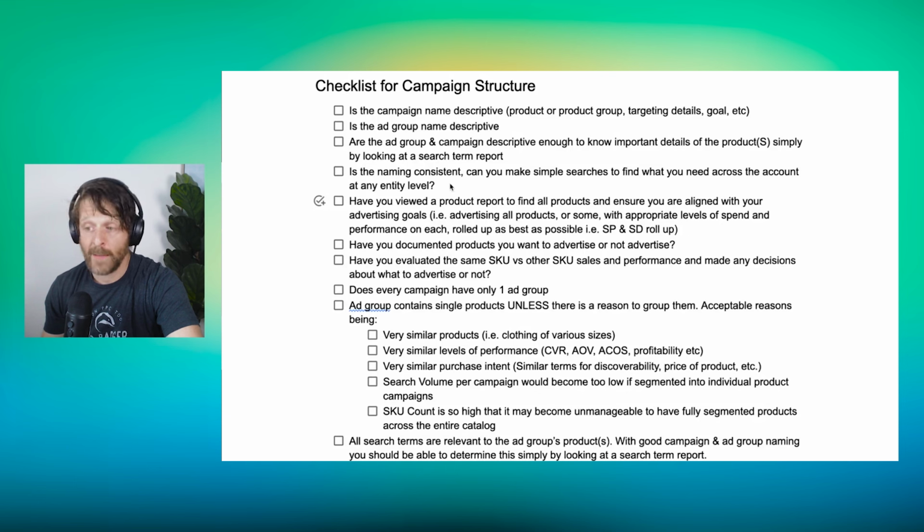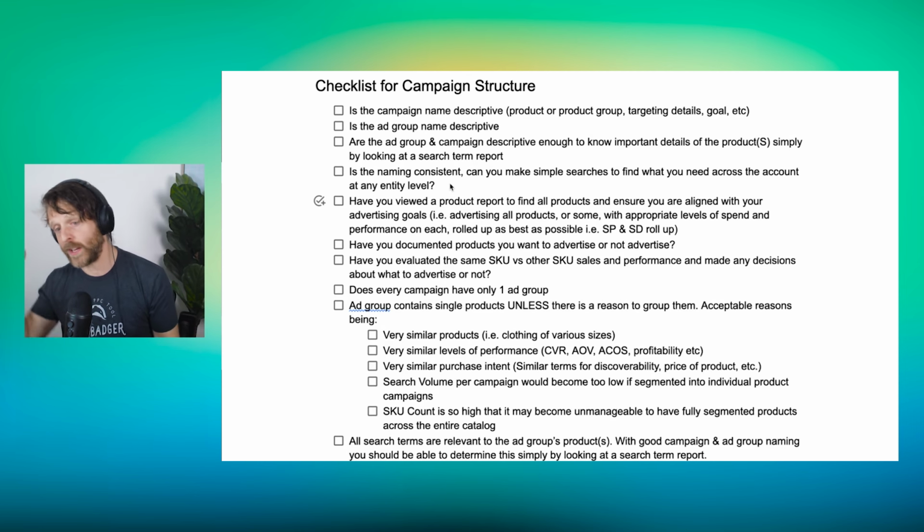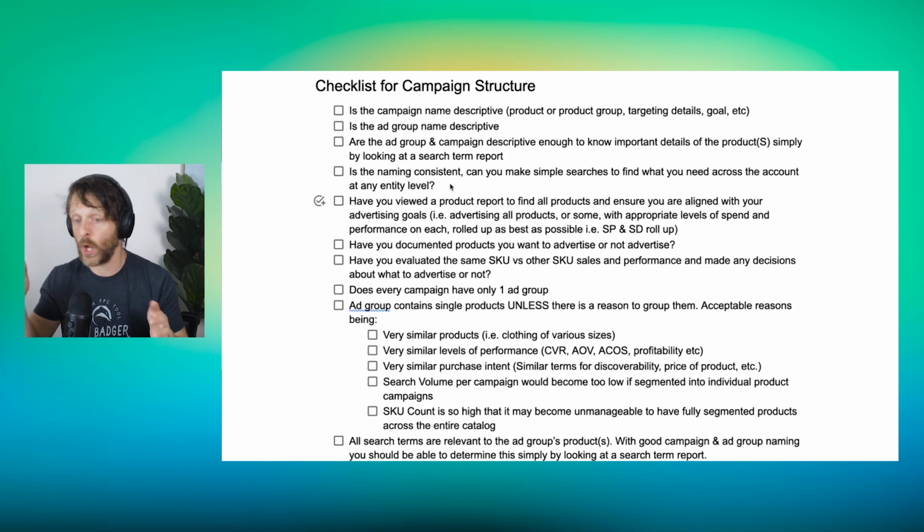Next one, is the campaign naming consistent? Meaning, if you type in auto on a campaign search, will you find all of your auto campaigns? If you are looking at a list of keywords and you filter for campaign name is broad, will you see all of your broad match keywords? It makes life so much easier. It makes optimization so much faster.